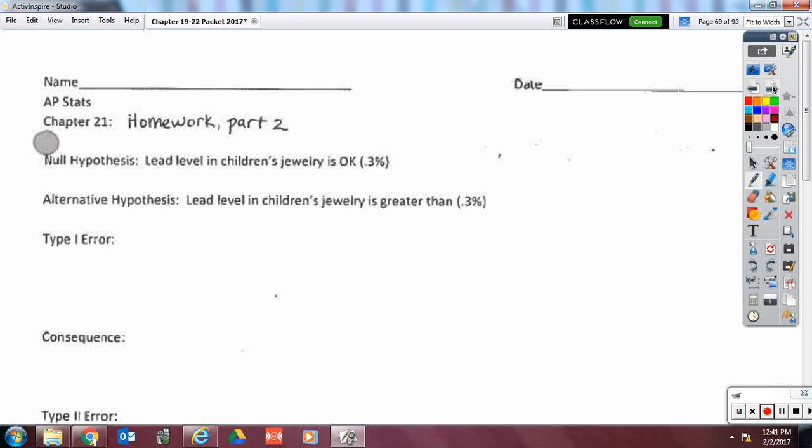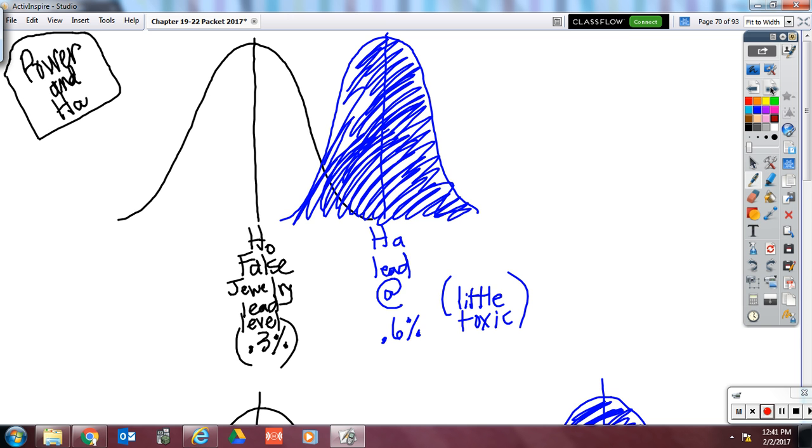Okay. So here is a visual aid to help us understand this new situation and how power is changed. Okay, so take a look at my picture here. We're going to say that the null hypothesis is false. So you have a toxic shipment there on your dock, okay? And you're about to take a test of it. So it's supposed to be 0.3%. It's not. In fact, the average of that shipment is 0.6% lead. So it's just a little bit more toxic. It's not whacked out crazy, okay?